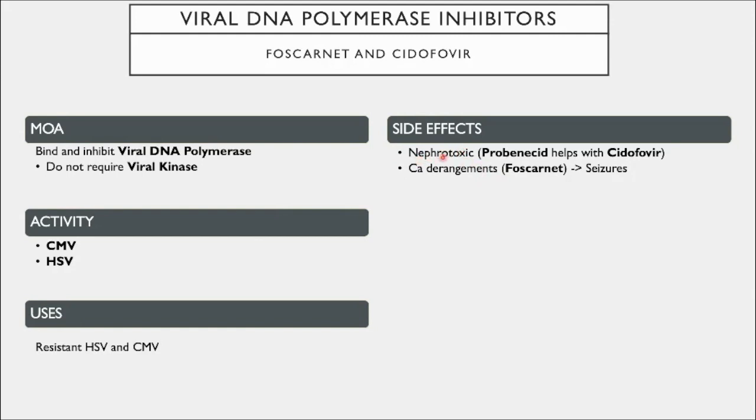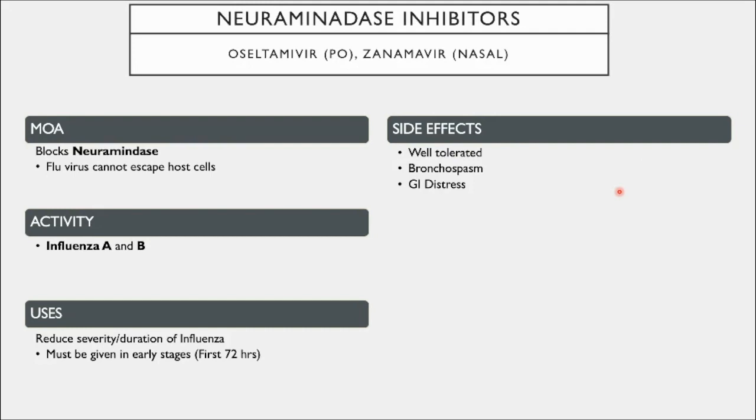Again, nephrotoxic. You can give probenecid as a way to kind of help with cidofovir. It helps kind of keep it renal soluble. And then for foscarnet, the thing to look out for is electrolyte derangements, particularly calcium, which can lead to seizures. Again, these are only used really for resistant HSV and CMV, so pretty bottom of the line.